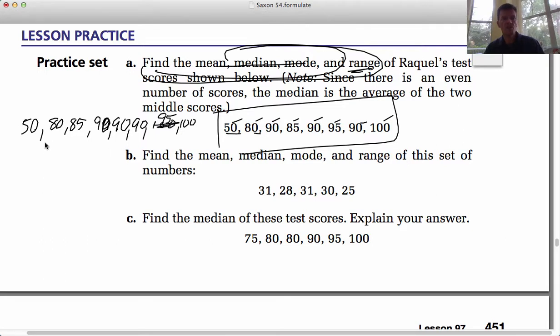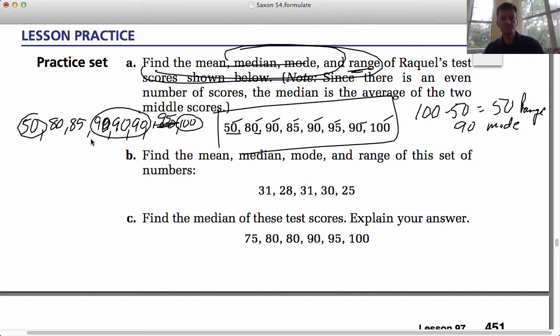Okay. So our range is 100 minus 50, the largest minus the smallest. 100 minus 50 is 50. That is your range right there. The one that appears the most times is 90. So 90 is your mode.